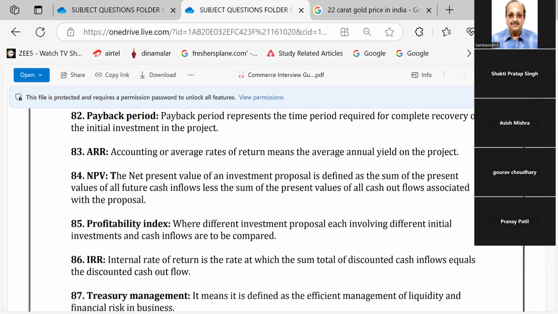Profitability index, where different investment proposals, each involving different initial investment and cash flows, are to be compared. IRR, internal rate of return, is the rate at which the sum total of discounted cash inflows equals the discounted cash outflows.